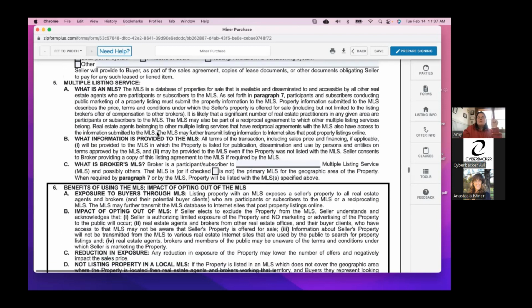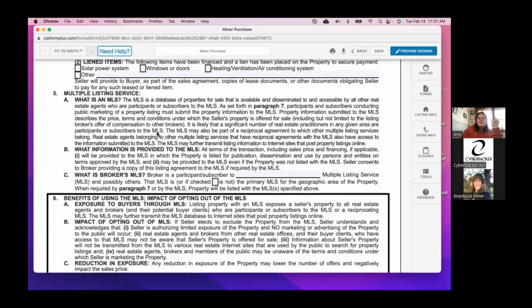Multiple listing service is section 5. What is an MLS? The MLS is a database of properties for sale that is available and disseminated to and accessible by all other real estate agents who are participants or subscribers to the MLS. As set forth in paragraph 7, participants and subscribers conducting public marketing of a property must submit the property information to the MLS. Property information submitted to the MLS describes the price, terms, and conditions under which the seller's property is offered for sale, including but not limited to the listing broker's offer of compensation to other brokers.